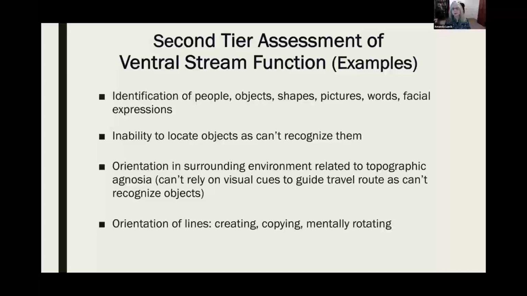Orientation in surrounding environment related to topographic agnosia, where you can't rely on visual cues to guide a travel route if you can't recognize the objects. I think that's one of the reasons that Carole was asking Jack about verbalizing what he could see in the environment so that she could be sure that he could see them in order to use them to guide his travel. And orientation of lines, creating figures, copying, and mental rotating pictures.